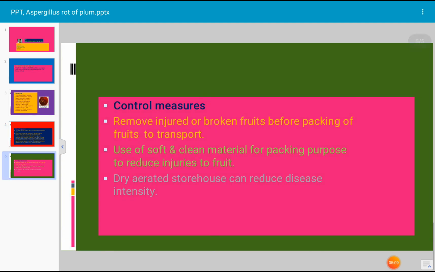Let us see the control measures of the disease. After harvest of the fruit, it is very difficult to use fungicide for management. Just cultural methods can reduce the disease intensity. We have to remove injured or broken fruits before packing, before transport, and during transportation. Use of soft and clean material for packing can reduce injuries to the fruit. Dry, aerated storehouses can reduce the disease intensity. These are some cultural methods of disease control.